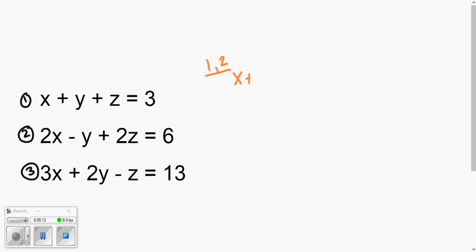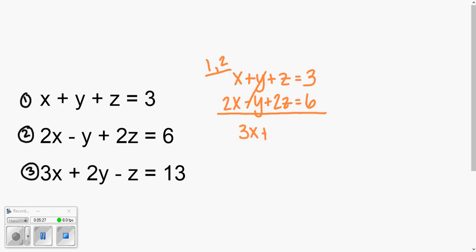So equation 1 is x plus y plus z equals 3. And equation 2 is 2x minus y plus 2z equals 6. So my y's do in fact cancel. X and 2x is 3x. Z and 2z is 3z. 3 and 6 is 9. I'm going to box this. You'll see I boxed that for a reason.